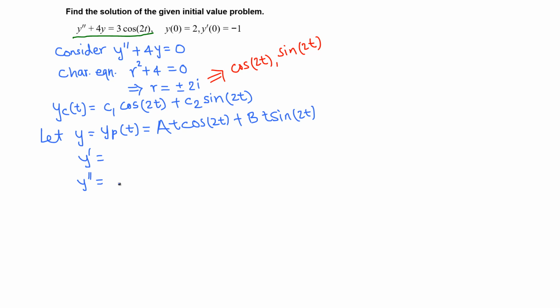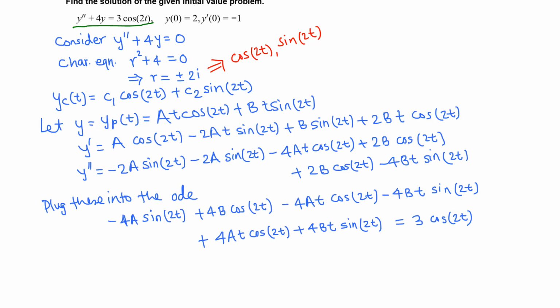So let me find the derivatives and plug in here. We found the derivative of y using the product rule, and found y double prime as well. Now we plug these into the original ordinary differential equation. I combined negative 2A sine 2t and negative 2A sine 2t here, similarly 2B cosine 2t here, and the remaining is y double prime plus 4y, so we multiplied y by 4, and this equals 3 cosine 2t.